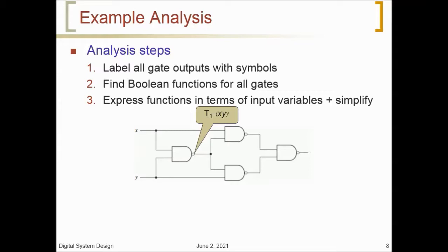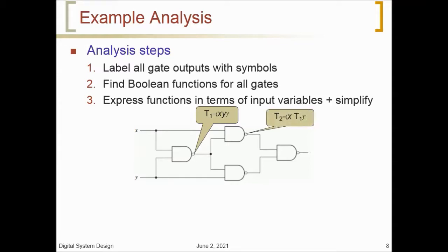We note that the circuit has two inputs, X and Y. So by following the analysis steps, first of all, we label all gate outputs with symbols. At the first NAND gate, we label the output of the first NAND gate as T1, which is produced by X and Y after ANDing both X and Y.